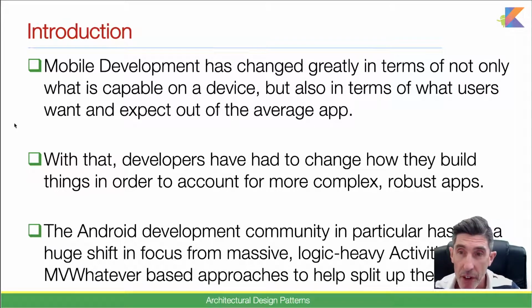So with that, developers have had to change how they build things in order to account for more complex, robust apps, and it's all tied to scalability. As the apps and the frameworks bring in more features, it gets more complex and harder to manage. You can't just dive straight in and start coding if it's going to be quite a complex app. If you want it to be robust and scalable, and stand the test of time, a bit of thought has to go into it.